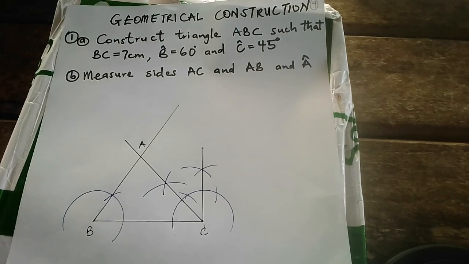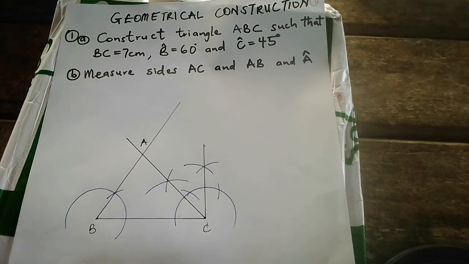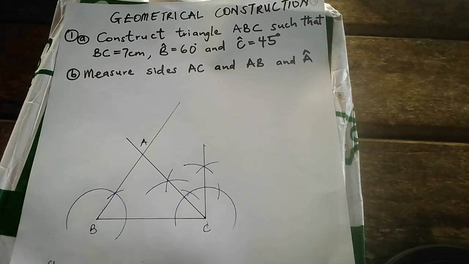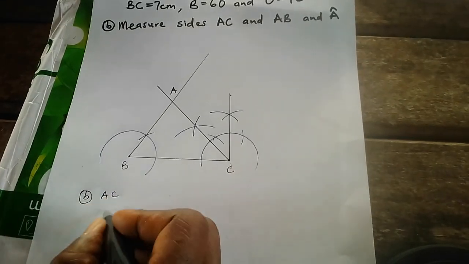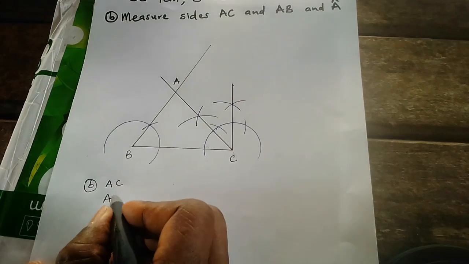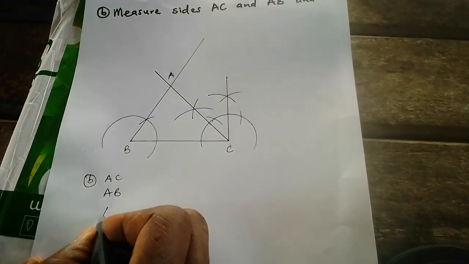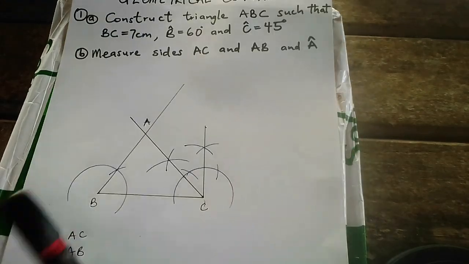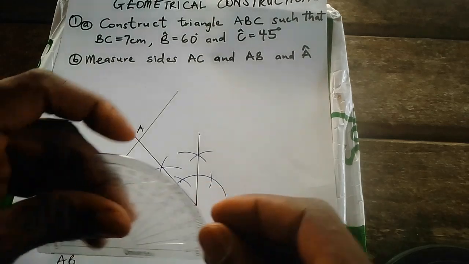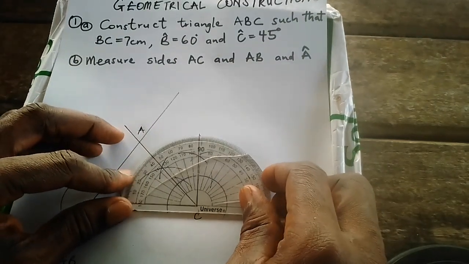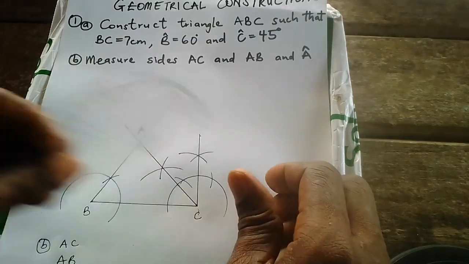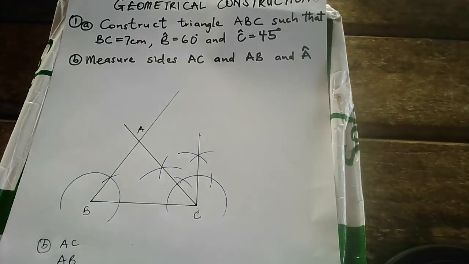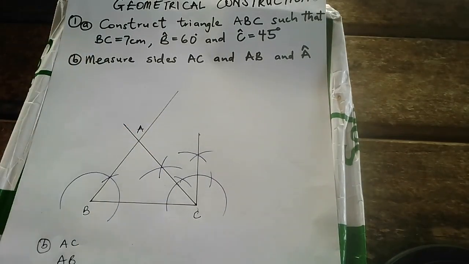So the question says measure AC, AB and angle A. We have to measure line AC, AB, and angle A. Now, to measure line AC, this is my AC.